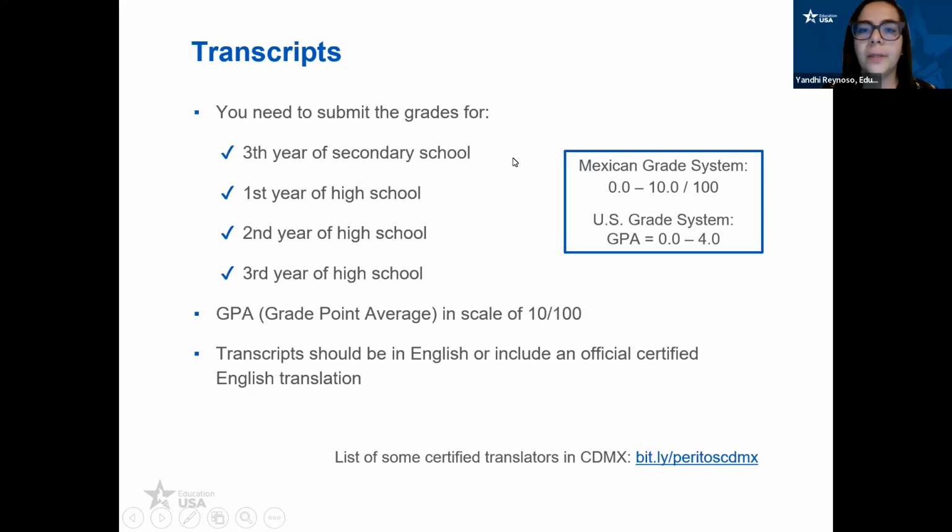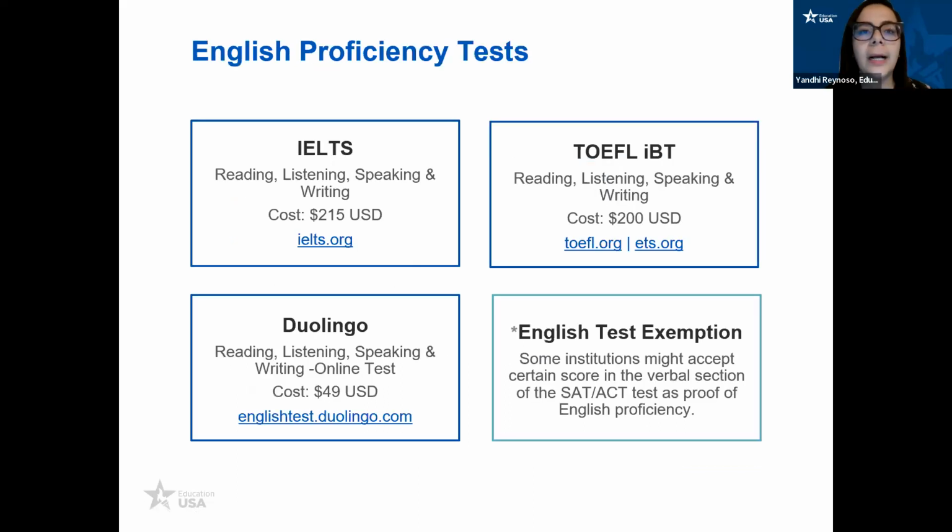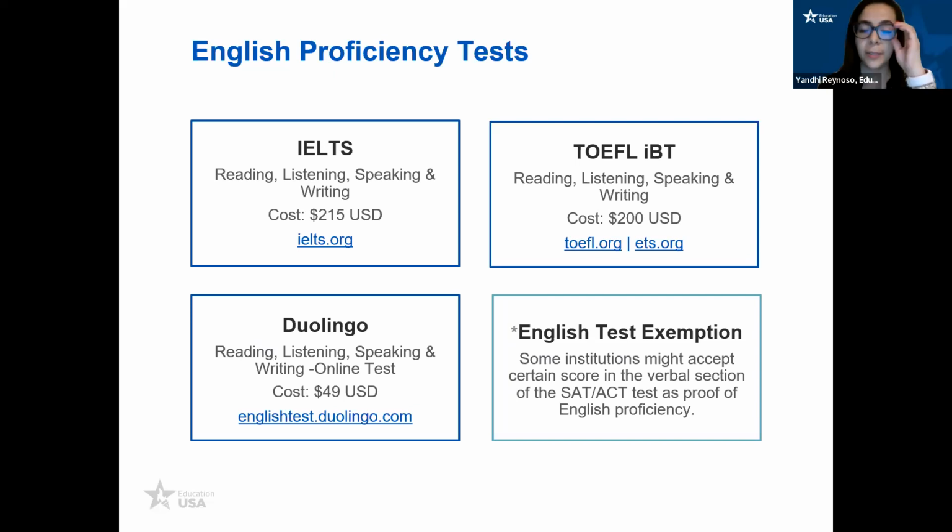Okay, let's keep going. Now let's talk about the English proficiency test. The English proficiency test is another requirement that you need to submit. Of course, you want to let the university know about the level of English that you have. So usually institutions in the US will require you to submit the scores for one of these tests. It's either the IELTS, the TOEFL iBT, or Duolingo.